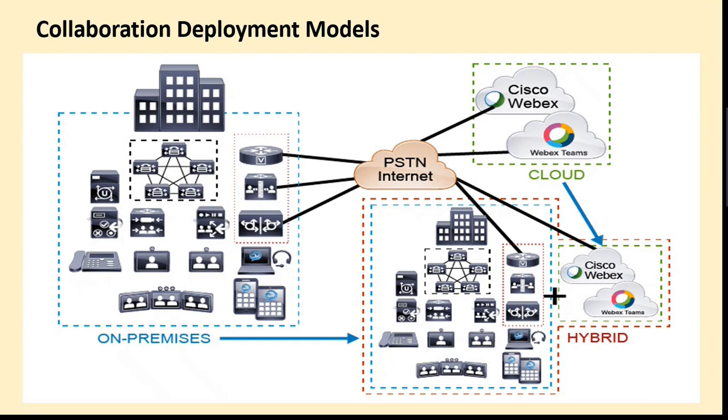Then collaboration deployment models. Different collaboration deployment models exist, like on-premises, cloud, and hybrid. In on-premises, all the servers and the management of the servers is the responsibility of the enterprise or the organization itself. So you can see the CUCM here, Unity Connection, IM and Presence, all the different endpoint devices residing on the premises. That is an on-premises deployment model.